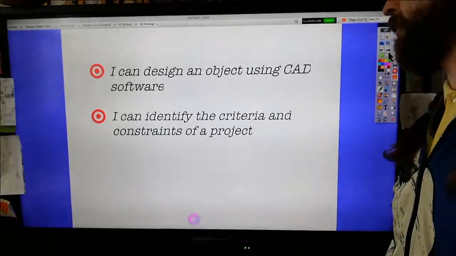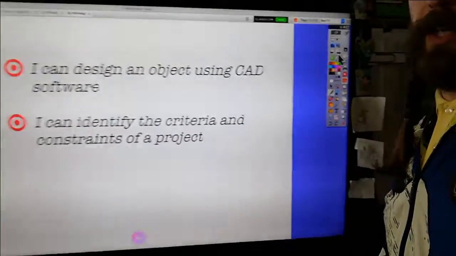I can identify the criteria and constraints of a project. Again, going back to those vocabulary words, making sure that I use those a lot and that they're getting used to it. So I went through an introduction of TinkerCAD, and I explained to the students the basic features of it, how to drag things onto the screen or onto the design plane, how to manipulate them. And then I wanted to make sure that right after they got that, they got some hands-on use.